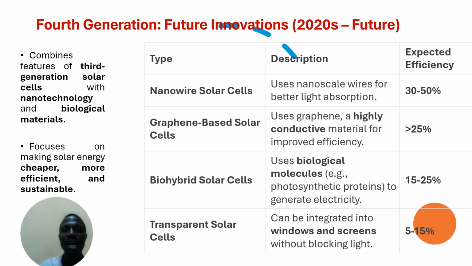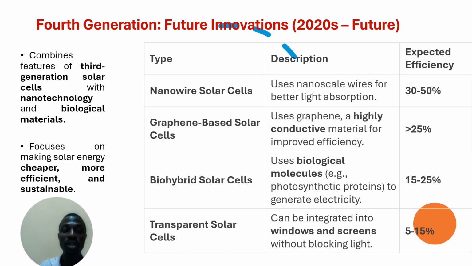So we have nanowire solar cell, which uses nanoscale wires for better light absorption, expected efficiency between 30 and 50%. We have graphene-based solar cells, which uses graphene, a highly conductive material, for improved efficiency. Expected efficiency should be greater than 25%. And we have biohybrid solar cells, uses biological molecules, e.g. photosynthetic proteins, to generate electricity. The expected efficiency is between 15 and 25%.